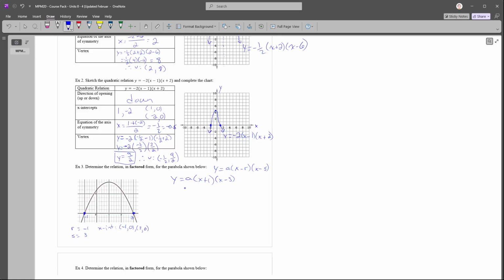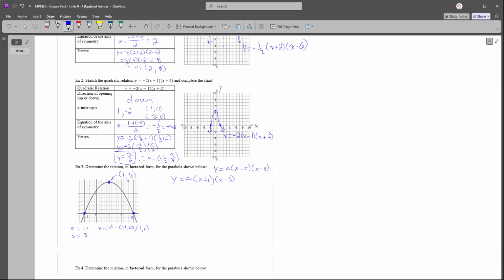So what can we do with this? Well, we can substitute. What can we substitute? We need a point. Do we have any points other than our x-intercepts? Well, we can see that the vertex up here, we could calculate what the vertex is if we need to be specific, but we can see what the vertex is. And that vertex is at a location of 1. And if you count up, it's going to be 1, 8.